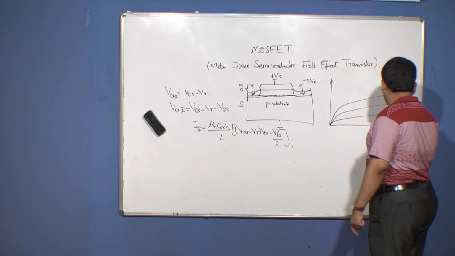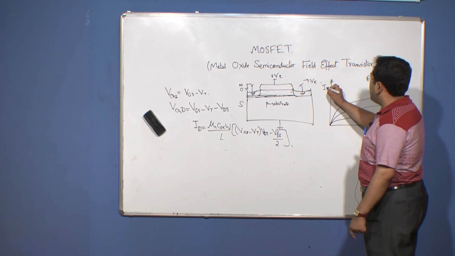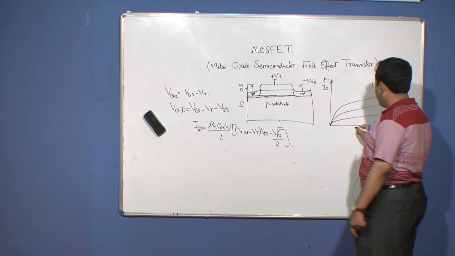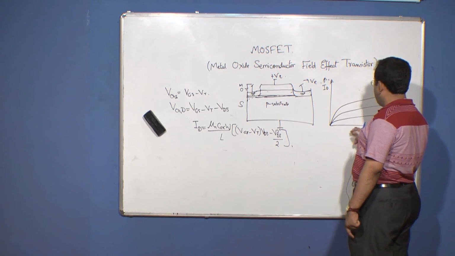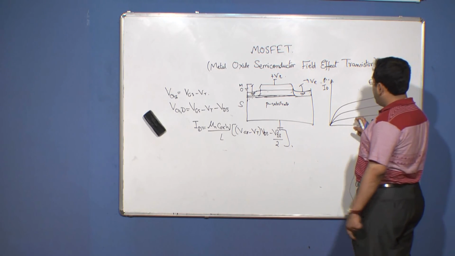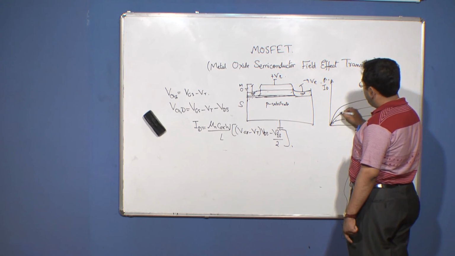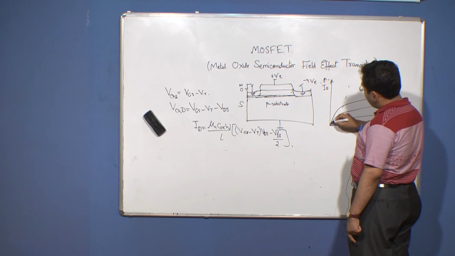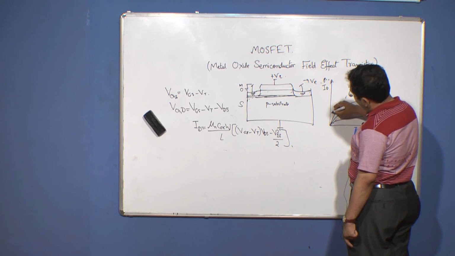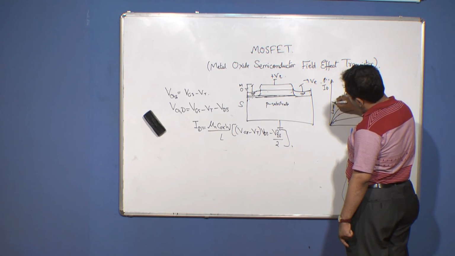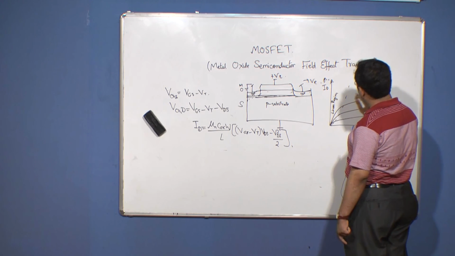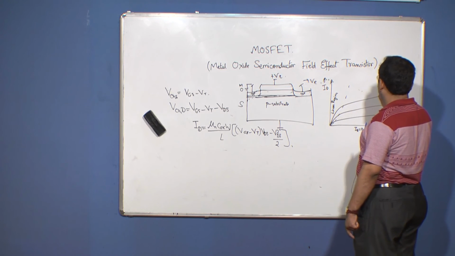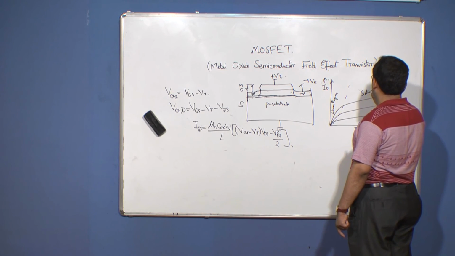So, this is VDS, this is ID. Along the VDS axis, we are basically having ID equal to 0. This basically corresponds to the cutoff region, and then this linear part is called the active region or linear region, and finally, where you find the ID becomes almost constant except for a small slope, we call it the saturation region.